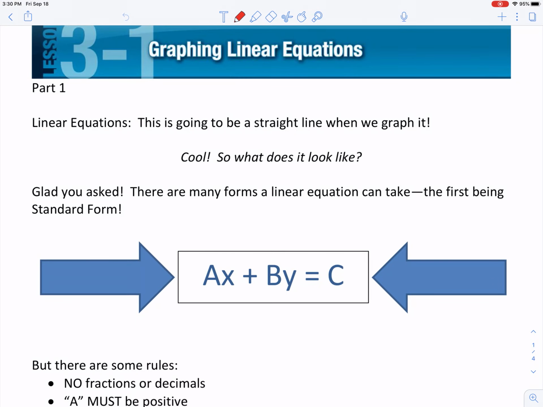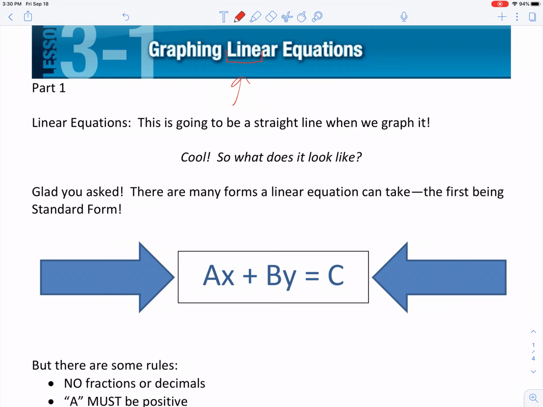Today we start Chapter 3. Chapter 3 is an introduction chapter to linear equations. Remember linear, look, it's right up here. It has a word inside of it, line. That means we're going to be dealing with a lot of lines this chapter. And then in Chapter 4, we'll really be doing equations and lines and things.